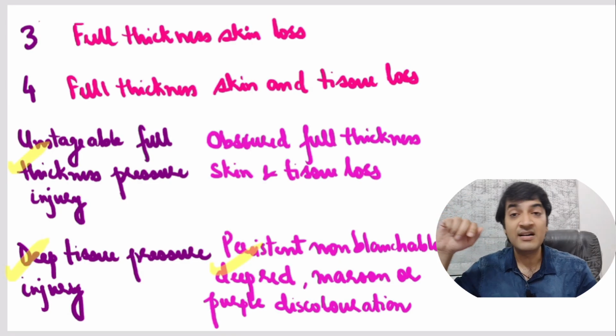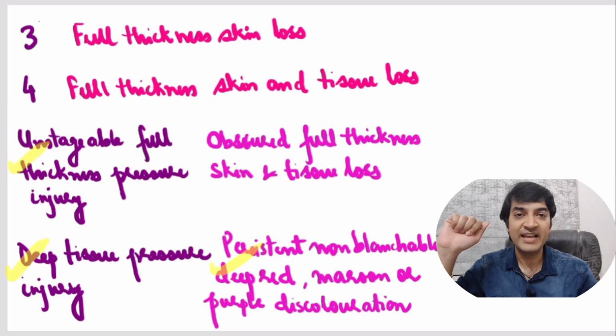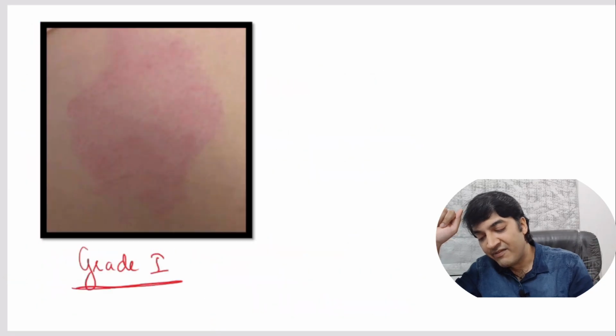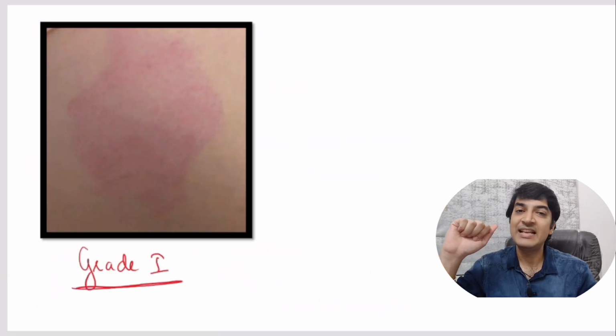Now let's look at the images so that you'll be able to identify them better. What can you see here in grade 1? There is a persistent non-blanchable erythema.